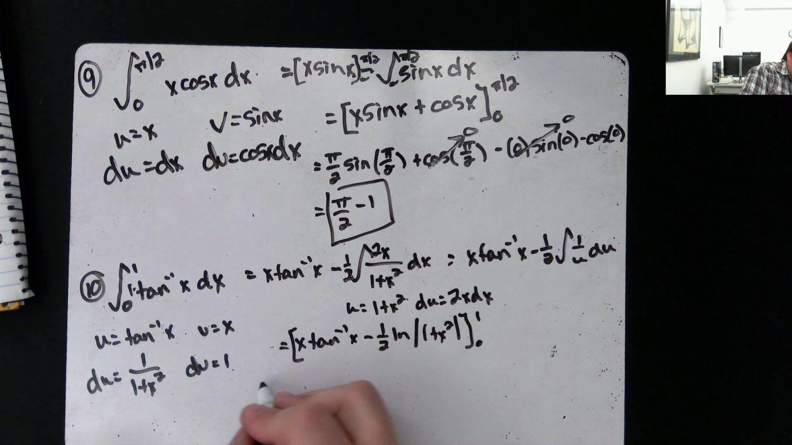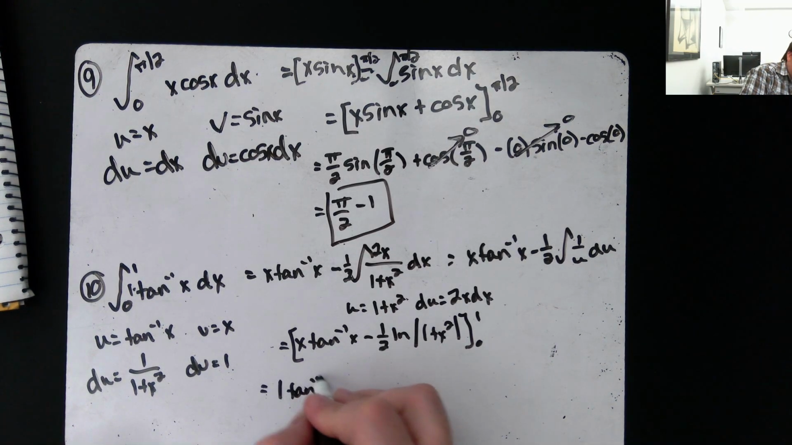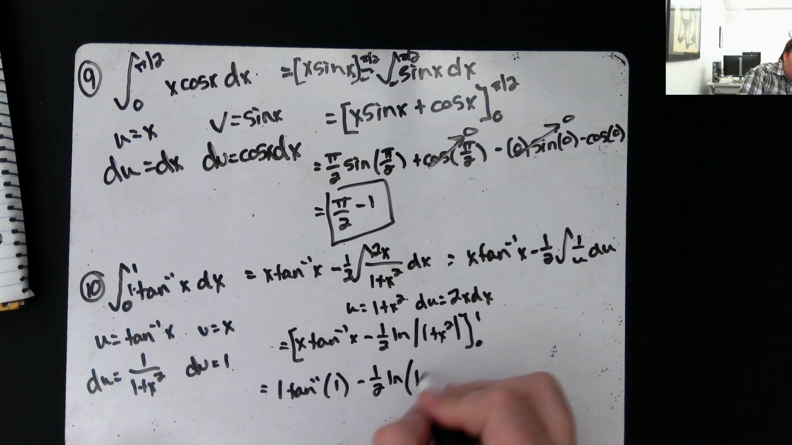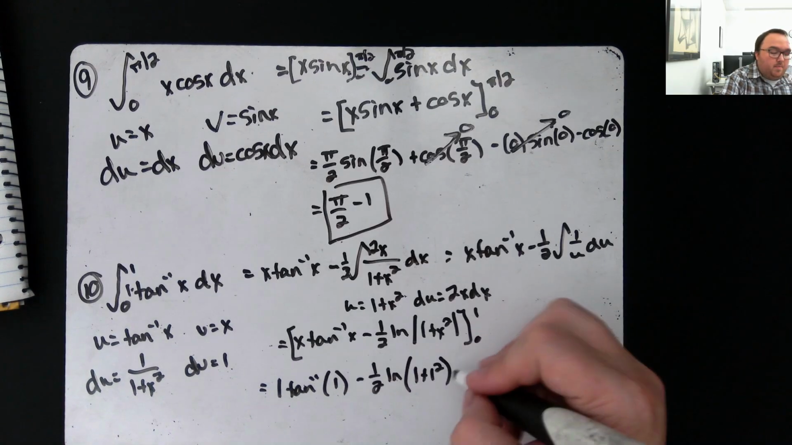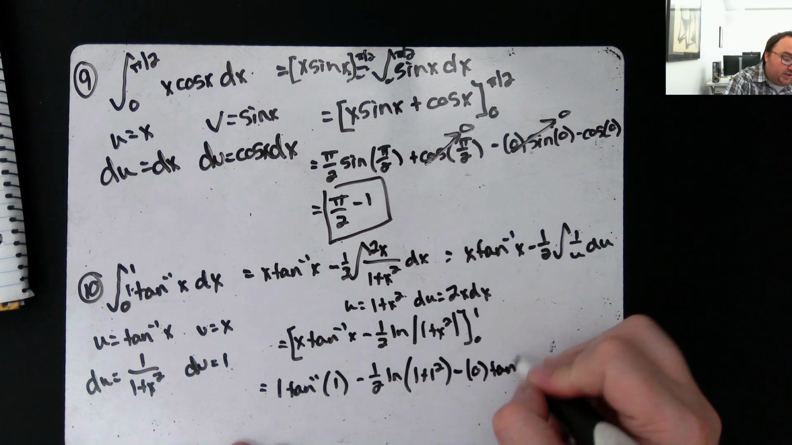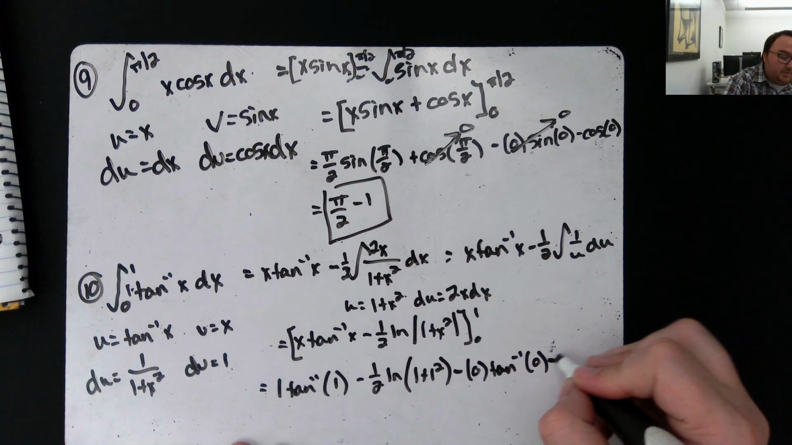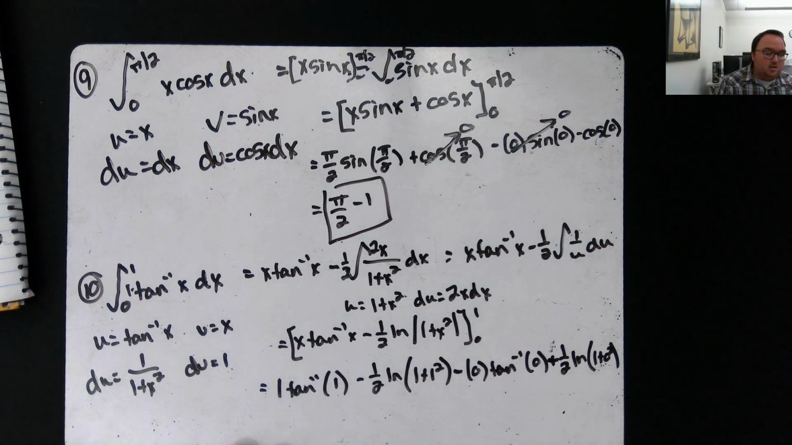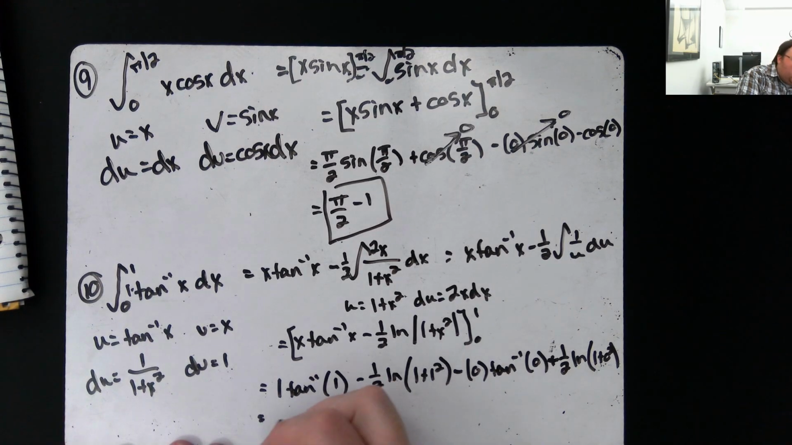So plug in a 1 first. 1 inverse tangent of 1 minus 1/2 natural log of 1 plus 1 squared, minus, plug in the 0, 0 times inverse tangent of 0, minus makes it plus 1/2 natural log of 1 plus 0 squared. Work this out. 1 is just 1. Inverse tangent of 1, if you look at the unit circle, is pi over 4.